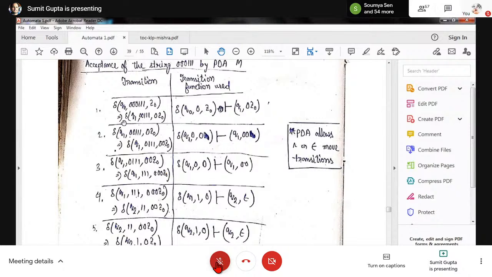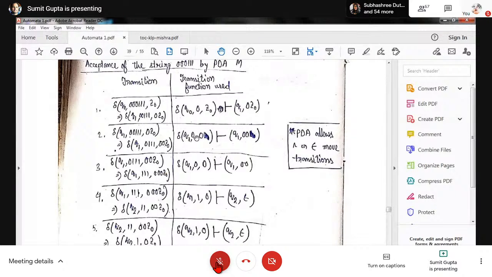So whatever value we had, that would be the input to the second one. And after this we will have del of Q1. Again 1 0 will be used. So for this, we have used this transition function. Del of Q1 0 0.